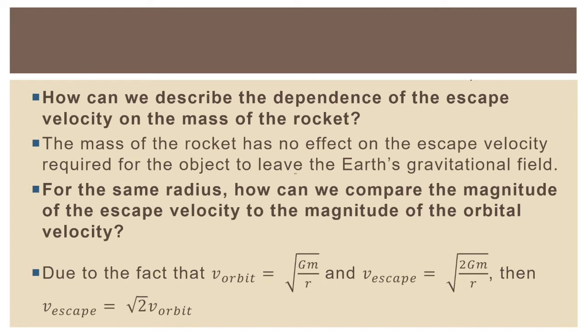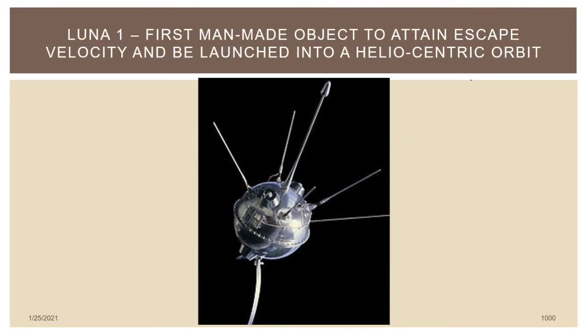Okay, so let's go ahead and solve a problem. Before we do that, though, I just want to show you, because I think these old-timey devices look kind of weird. This device is called Luna 1. It is the first man-made object to attain escape velocity and be launched into a heliocentric orbit. Heliocentric means an orbit where the sun, helio, is at the center.